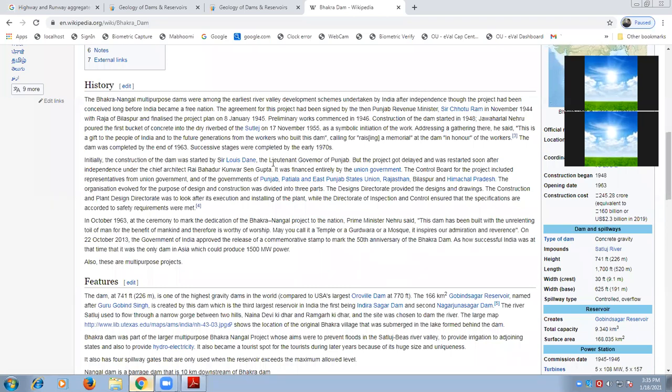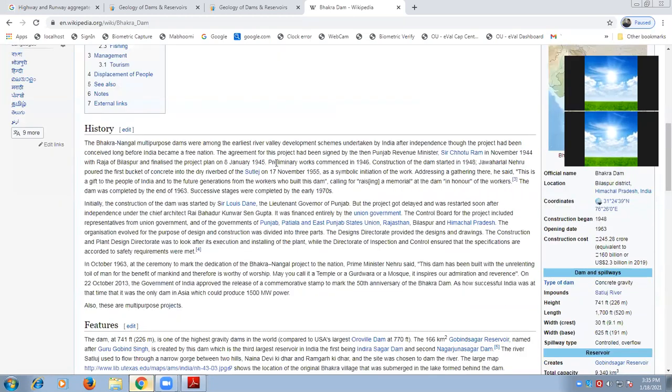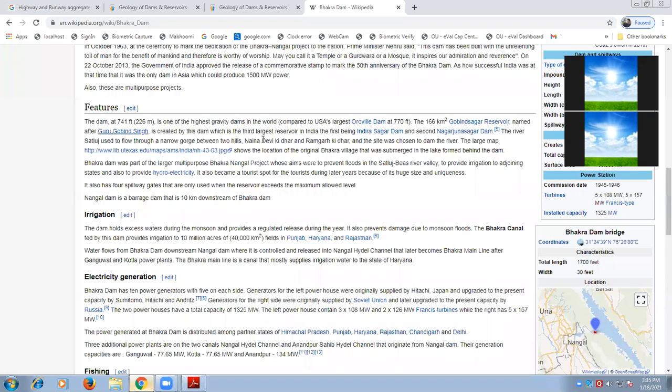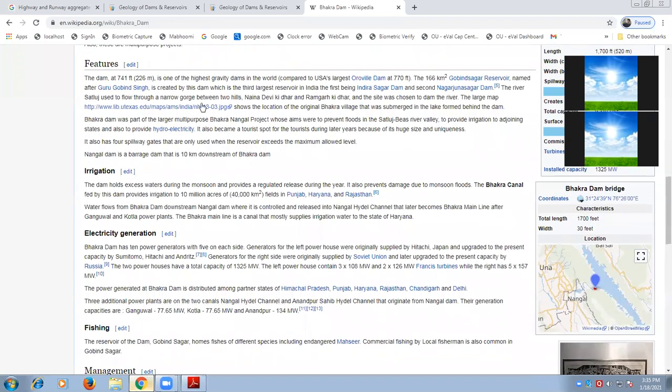So you need to know where this was constructed. The gorge in the dam area is made up of alternating layers of fairly hard and thick bedded sandstones. Okay, some of the features you may know here. Okay, it is one of the highest gravity dams in the world. Okay, you need to know this. The highest being USA's Oroville Dam, and this is one of the highest gravity dams.